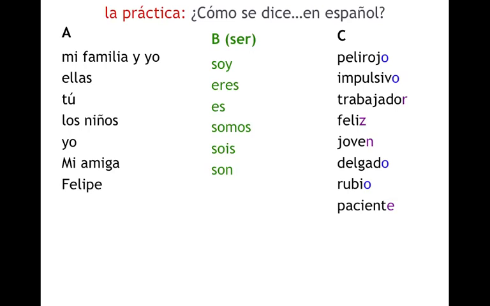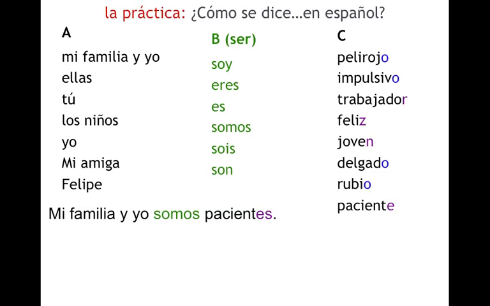My family and I are patient. Remember to do the matching, the agreement. Mi familia y yo somos pacientes. Remember that you use the nosotros form of the verb ser. Anytime you have and I, y yo, always nosotros, we.